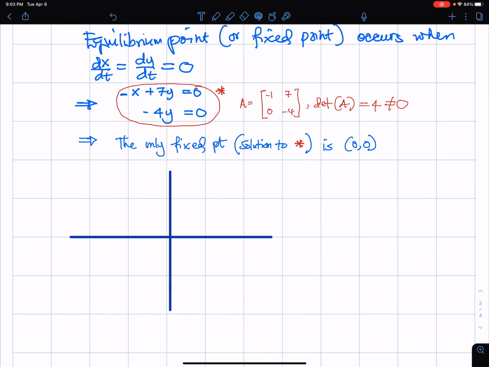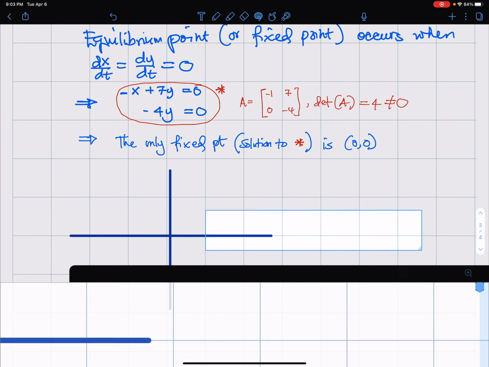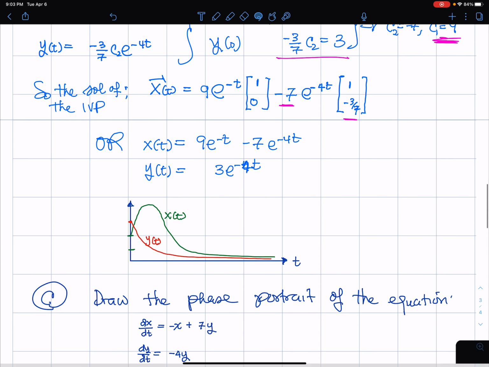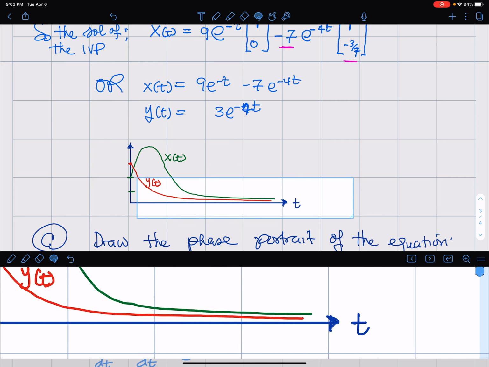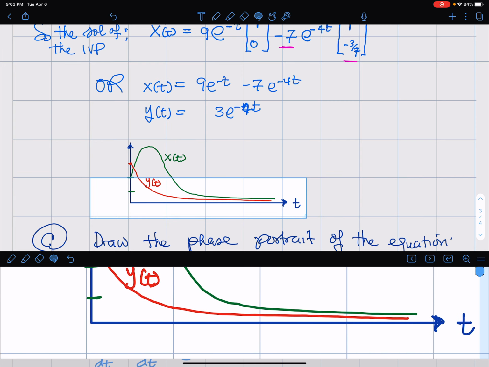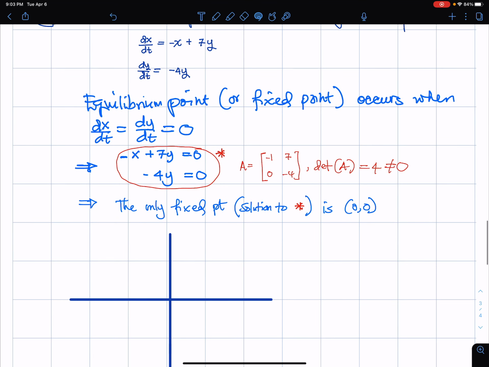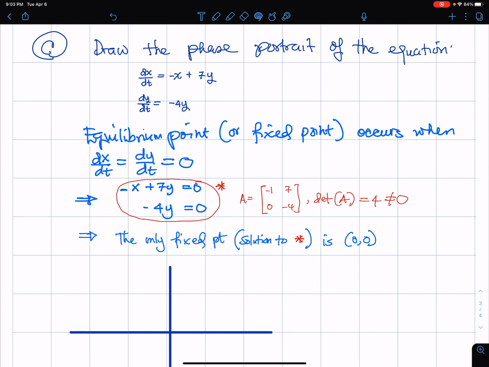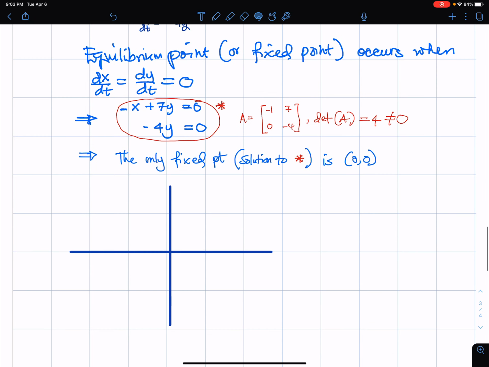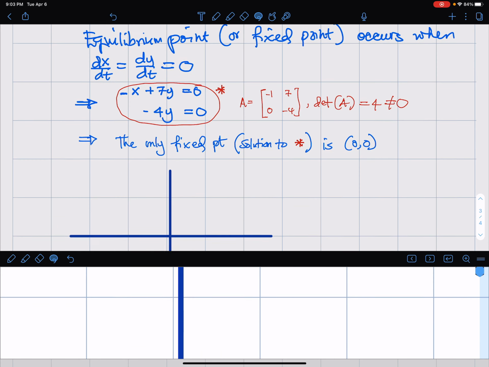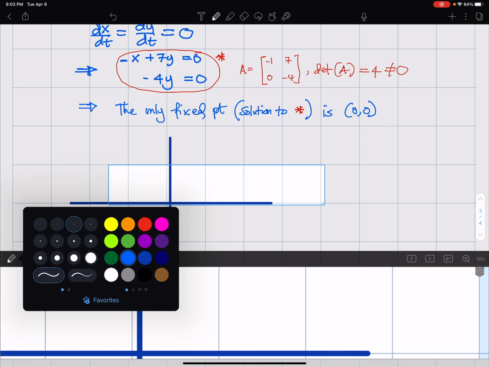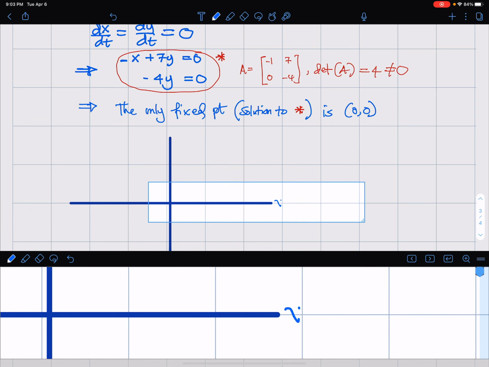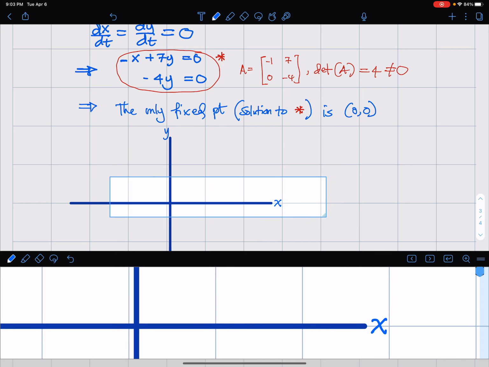And I'm going to mention something. Even the graph I sketched above shows that it's 0, 0. x of t goes to 0 as time goes to infinity. y of t goes to 0 as time goes to infinity. Equilibrium point is the point that the system goes to as time goes to infinity. So what do we have over here? If this is our x-axis and that is our y-axis, and this is 0, 0, that means any trajectory should try to end up there.